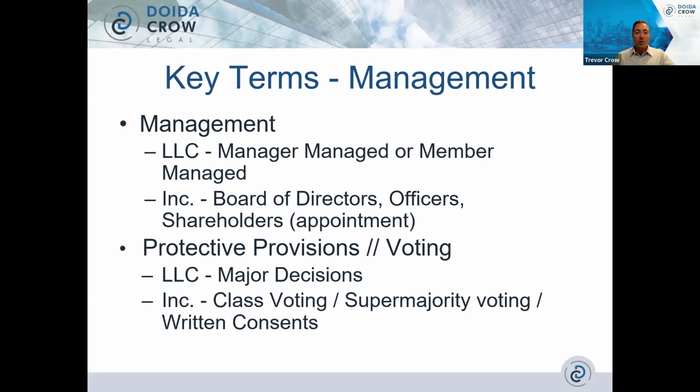So in an LLC, one of the big ones is it can be set up as a manager managed or a member managed entity. When you're manager managed, it means that there's going to be some subset of either the members or a third party that's going to be in control and have management authority to act on behalf of that company. Member managed means that all the members have management authority. Now this can be varied by the operating agreement on what sort of threshold of vote is required, or who has the ability to make certain decisions, which of the members.